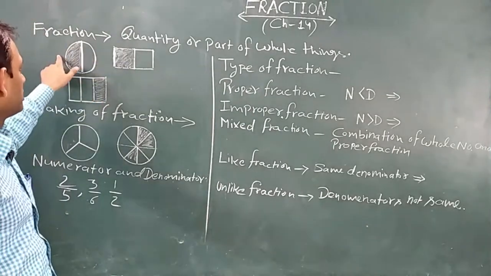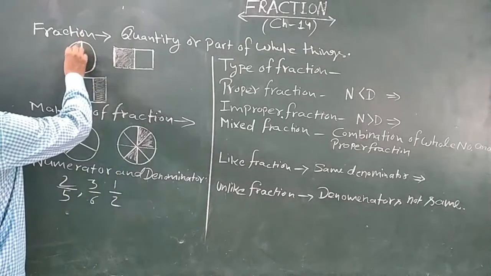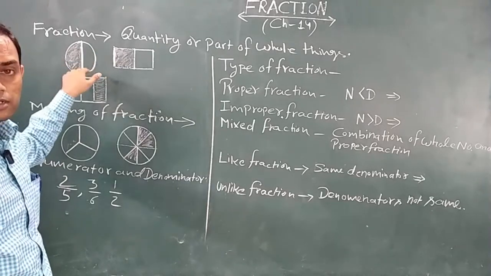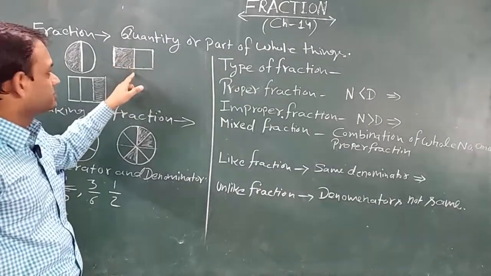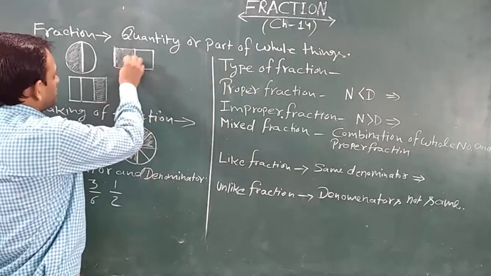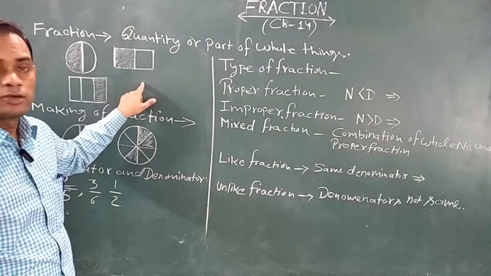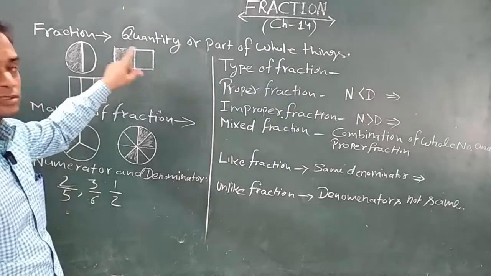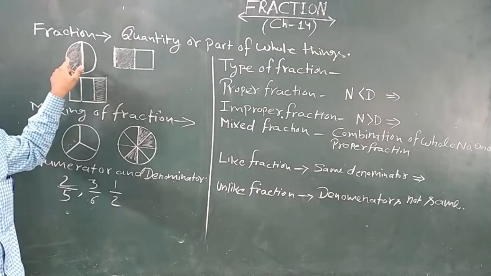Suppose this circle is there and we have just half of this. So this shaded half is called a fraction of this whole circle. Similarly here, this is a rectangle and we have done half of this rectangle. So this shaded part will be called the half of this whole rectangle. And this unshaded part is also the half of this rectangle, and similarly here this unshaded part of the circle is half of this.